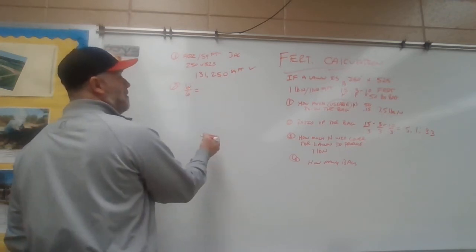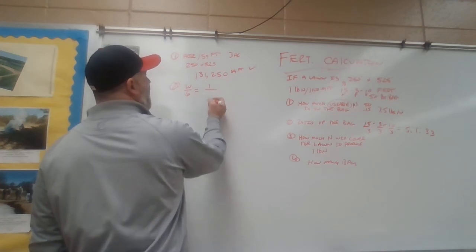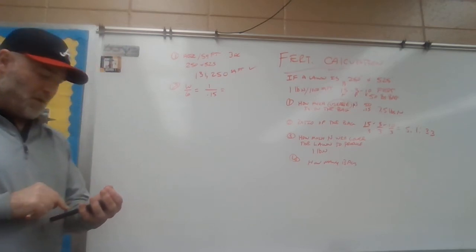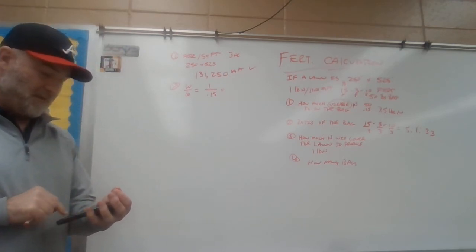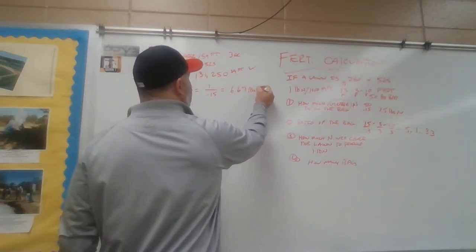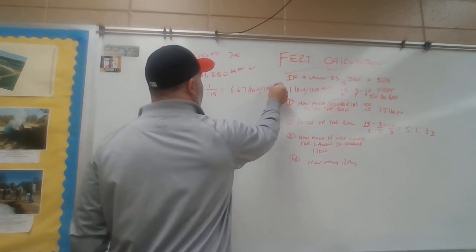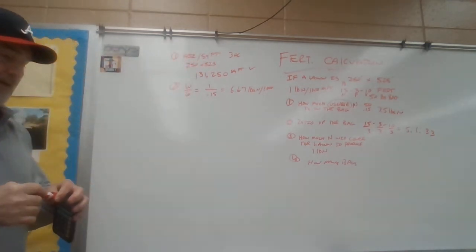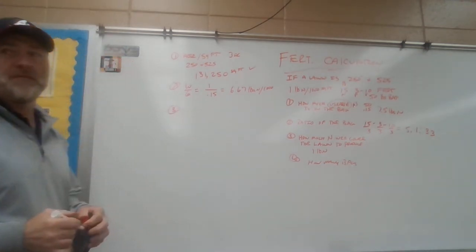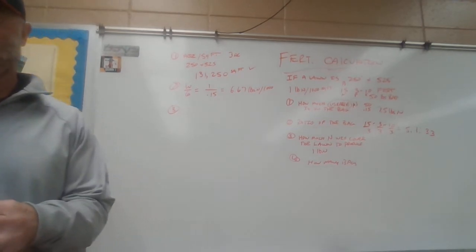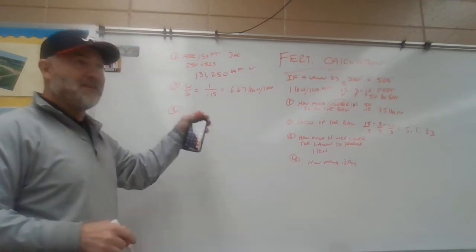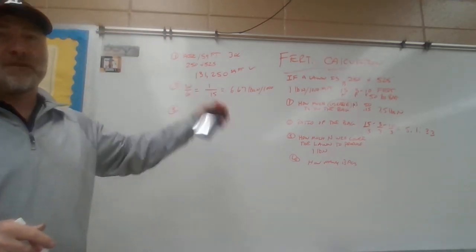What do I have? What do I want? What do I have? 115, divided by... 6.67 pounds of N. Right. There we go. Step three. Start getting confused, but don't let it confuse you. Write these steps down. Step one, step two.